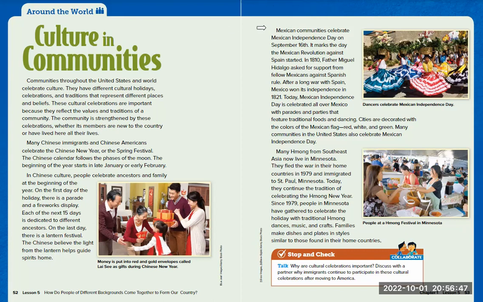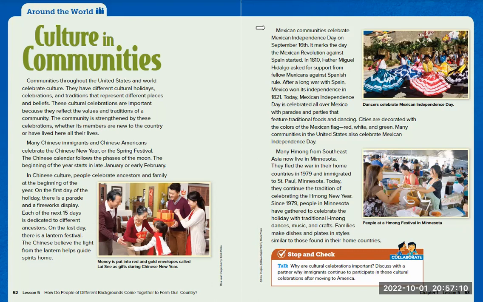Mexican communities celebrate Mexican Independence Day on September 16. It marks the day the Mexican Revolution against Spain started. In 1810, Father Miguel Hidalgo asked for support from fellow Mexicans against Spanish rule. After a long war with Spain, Mexico won its independence in 1821.